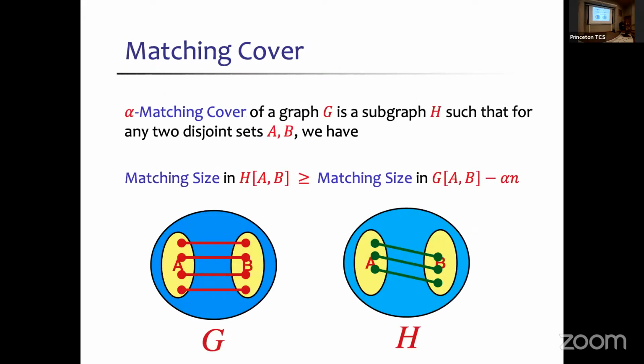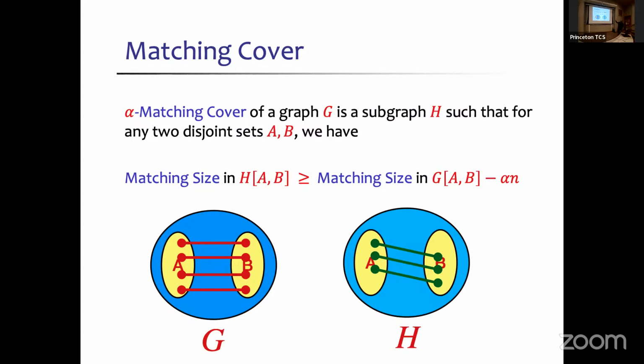Okay, so here is how we'll define matching cover. So let alpha be any parameter between 0 and 1. Then alpha matching cover of a graph G is a subgraph H with the following property. If you gave me any two disjoint sets A and B of vertices in the graph G, then H preserves the size of the largest matching up to an additive error of alpha. Okay. So if you had a matching cover of a graph, you can output the largest matching in the graph to within an additive error of alpha.